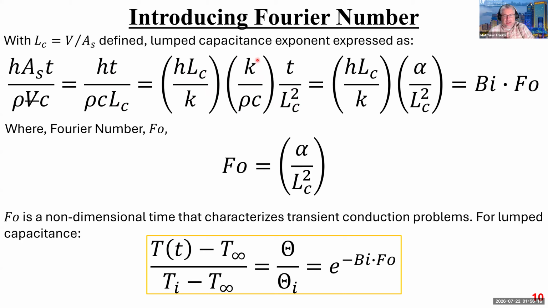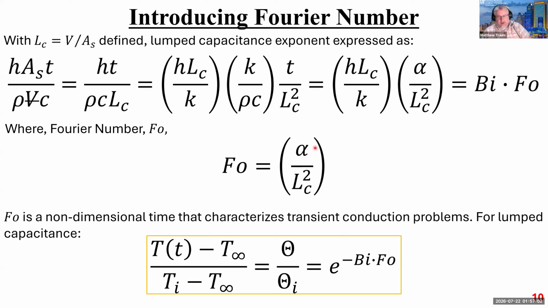And then you'll recognize k over rho C, that's just alpha, the thermal diffusivity. And so then from here, I can write this. So this is the Bi number. And then this is, oh, there needs to be a time here. So there's a t here that didn't get propagated, and that's the Fourier number. So ultimately, it's the Bi number times the Fourier number is equal to this exponent, which is the exponent from lumped capacitance. Okay, so now we've got a definition for the Fourier number. There should be a t here for time.